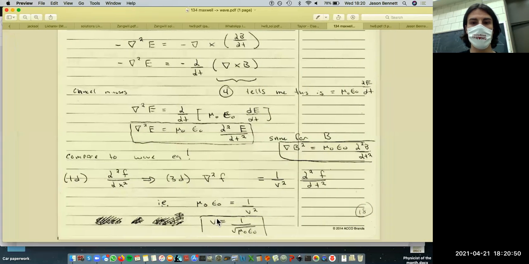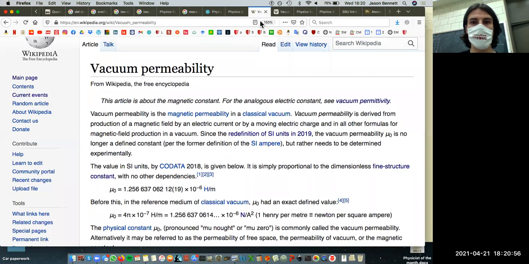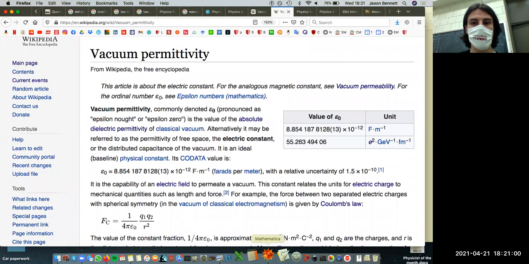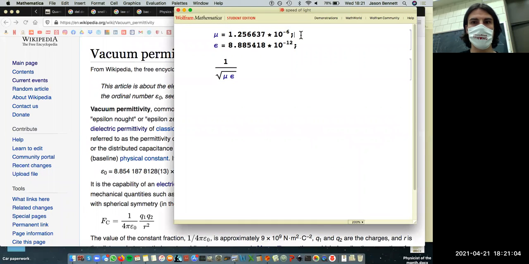Now, what happens if I evaluate this stuff? What if I go over to Wikipedia and I say, okay, I know the value of mu naught and I know the value of epsilon naught. And what happens if I plug those into a calculator? So I'm going to head over to this application called Mathematica. I'm going to enter those two values, and I'm going to see what happens when I calculate that thing.